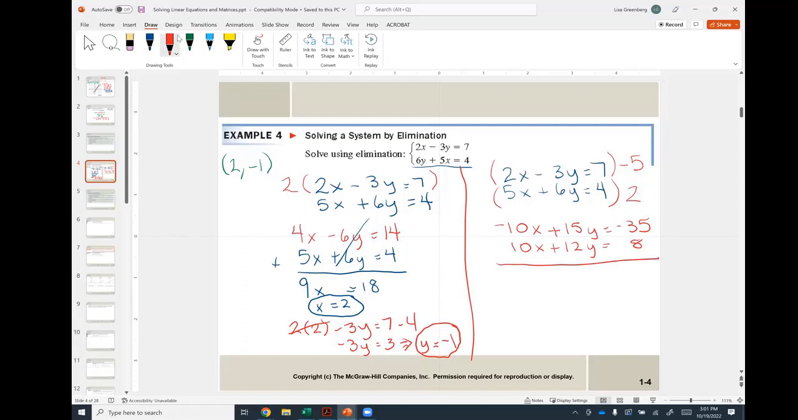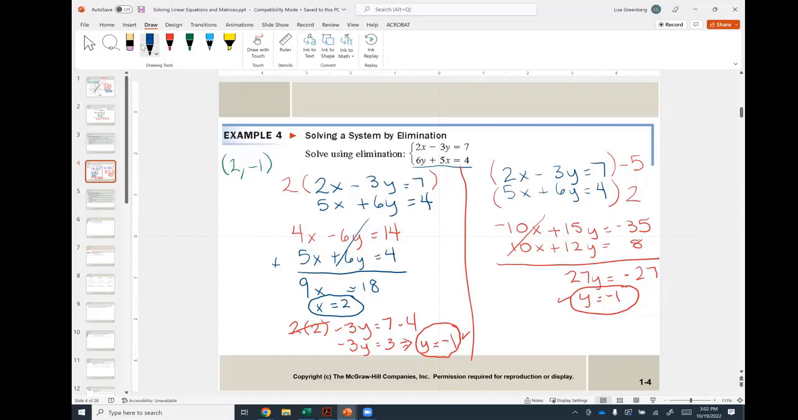Now when I add them, these cancel. I get 27y is equal to negative 27. I divide both sides by 27 and I get y equals negative 1. Which, notice, matches exactly. So it was a little more difficult because I had to multiply both equations, but obviously it wasn't terribly difficult.